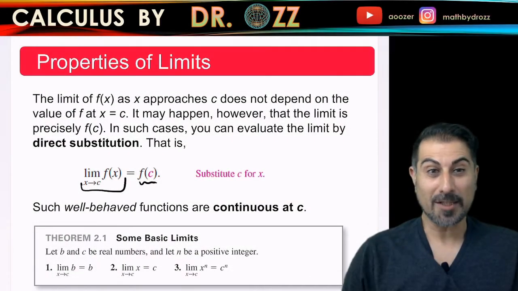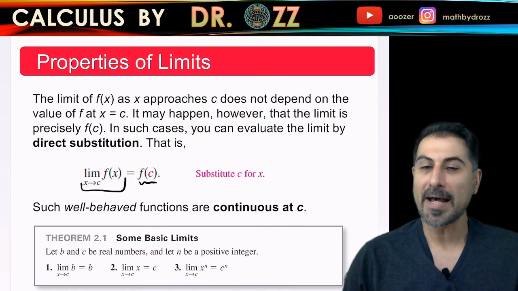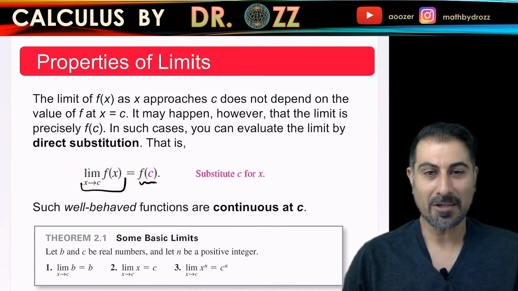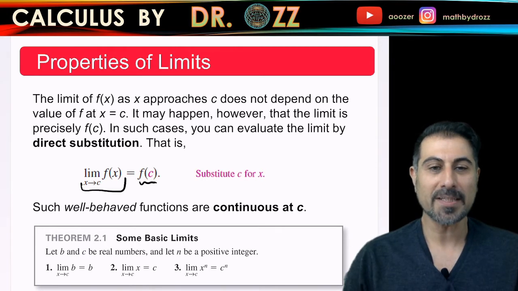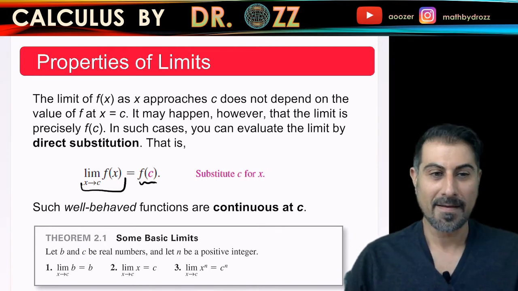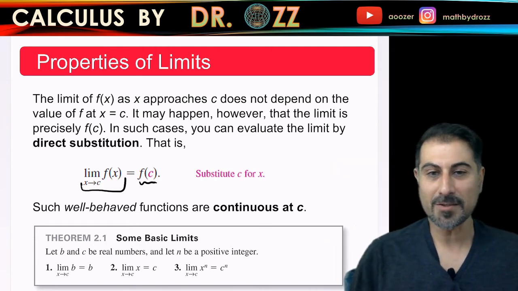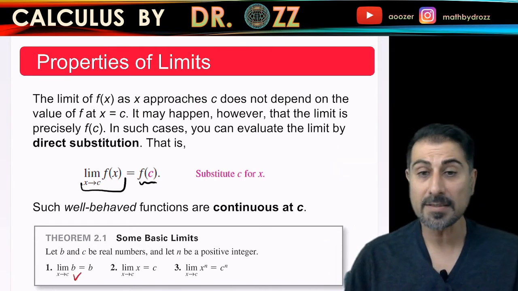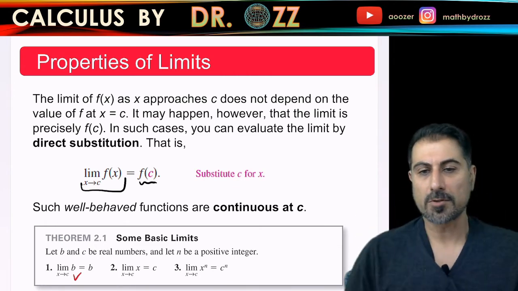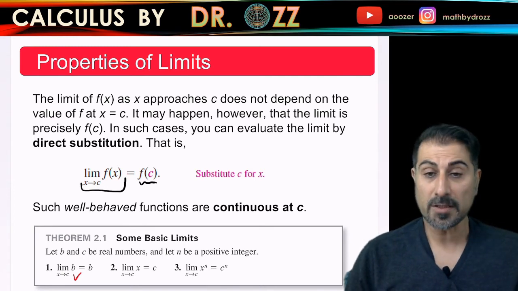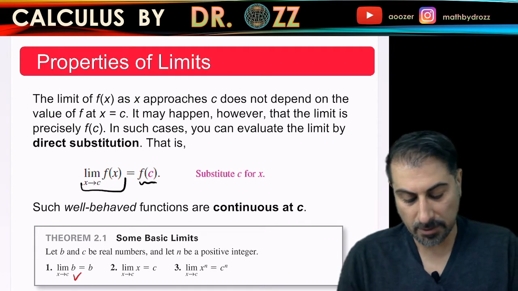If you can directly substitute the given limit point into your function, that means your function is a well-behaving function, and that has a name in calculus. We call those functions continuous at the point c. We have a result here that there are simple well-behaving functions in calculus. One of them is a constant function. Let's say b is a constant, which is just a line if you graph this constant function. As x approaches c, the limit of a constant b is just the constant itself.